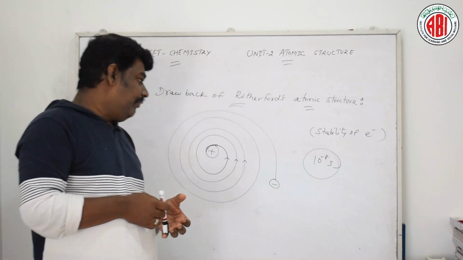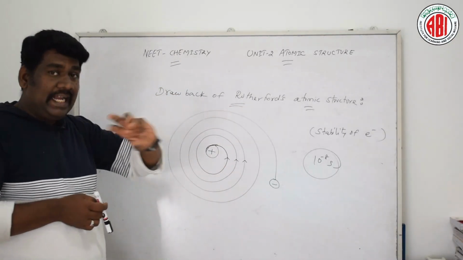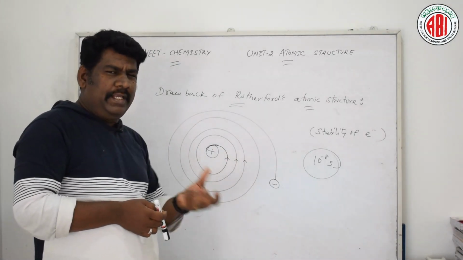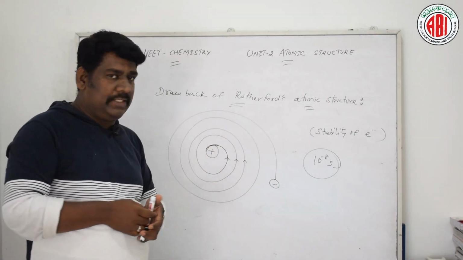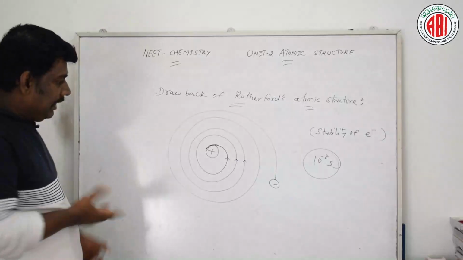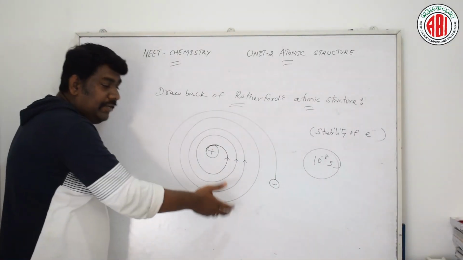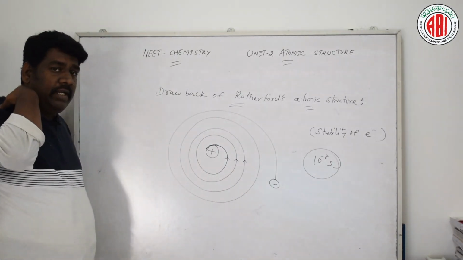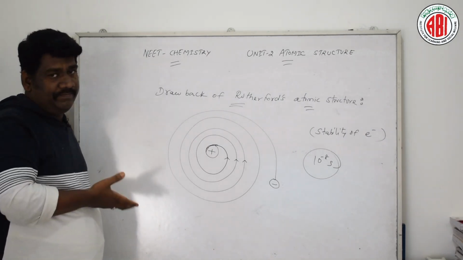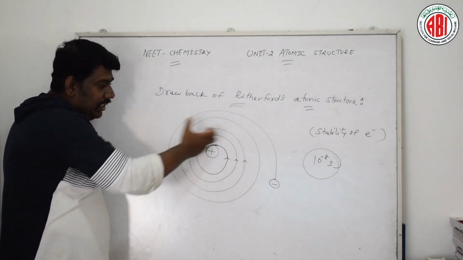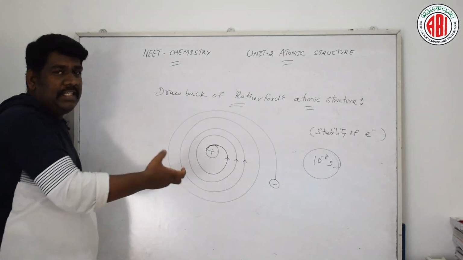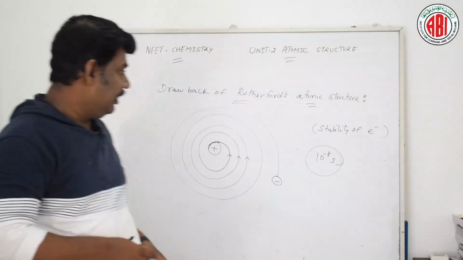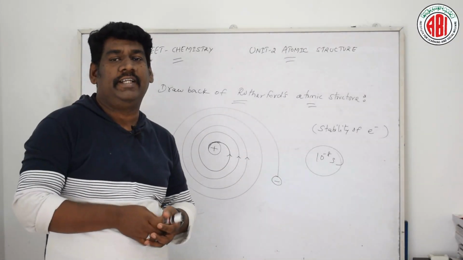So here Rutherford is unable to explain the stability of an atom. That is a major drawback of Rutherford's atomic structure. This is not happening for every atom. That is the reason Rutherford's atomic structure could not explain the stability of an atom. Yes, the stability cannot be explained by him. That is a major drawback of Rutherford's atomic structure. But this was explained very clearly by Niels Bohr.